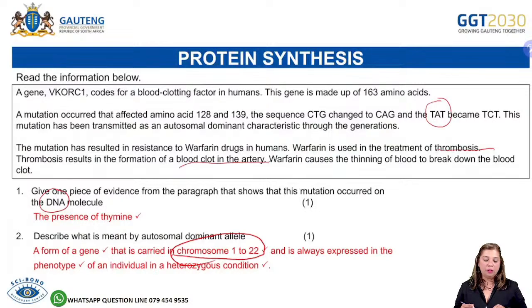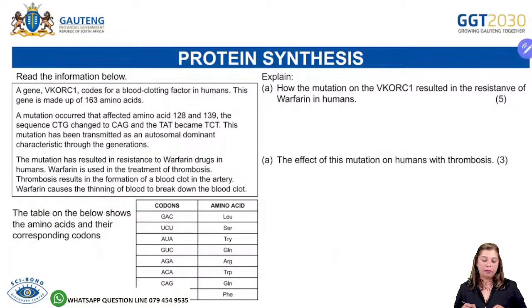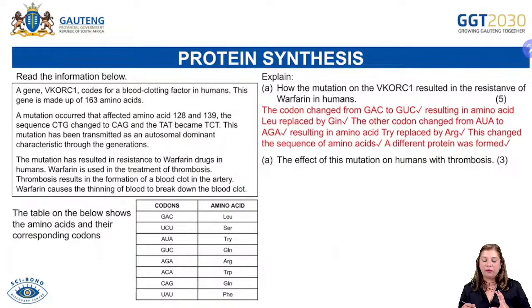So what we will do now, we will stop there. No, we've got one more slide. How the mutation on VKORC1 resulted in the resistance of warfarin in drugs. So there we have the mutation where the codon from GAC changed to GUC.